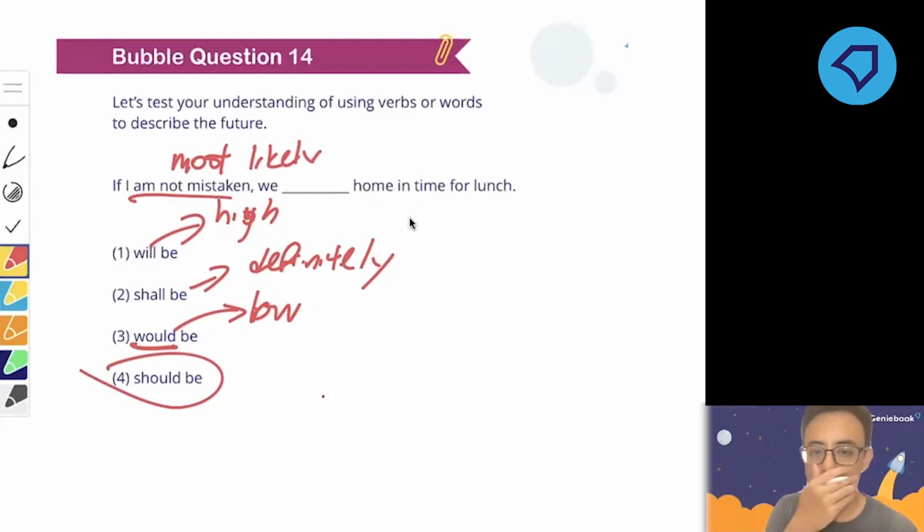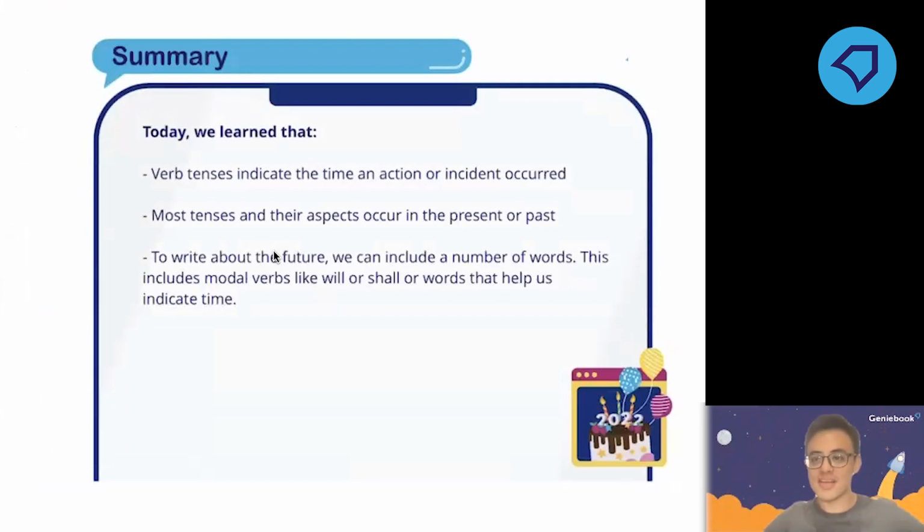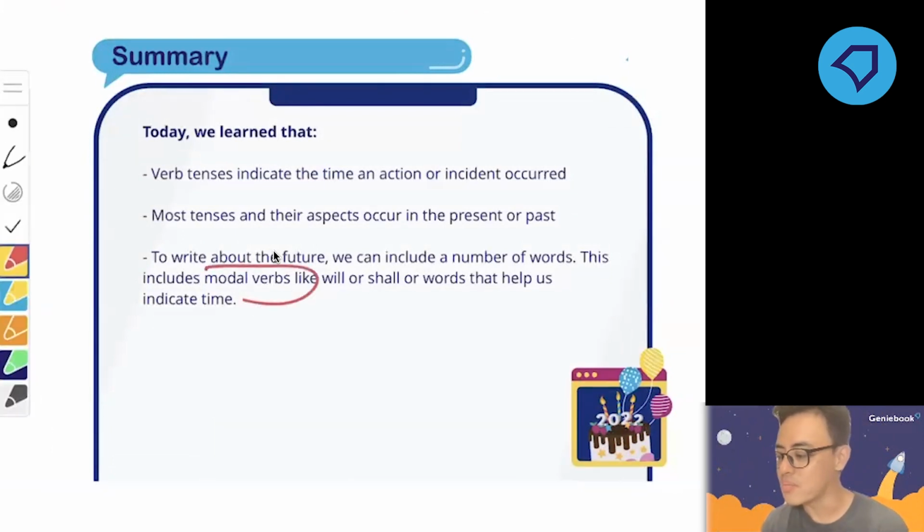So number 1 and 2, I mentioned cannot. Number 3, possible, but why not? Because I am is present tense, so would, past tense, cannot. There you go. We learned that verbs tell us when things happen. Most tenses and their aspects occur in present or past. To write about the future, you can use a number of words. Today we went through the modals. So every time you look at a modal, think about my toilet example. Best example ever.